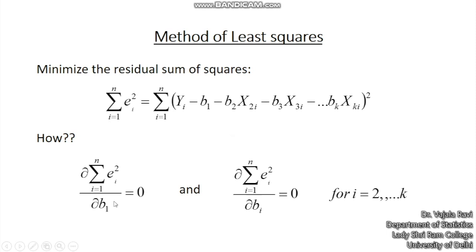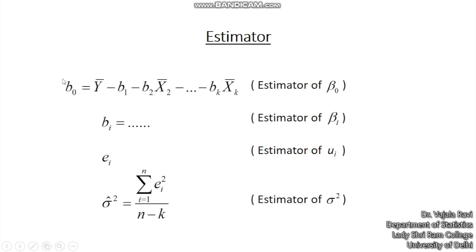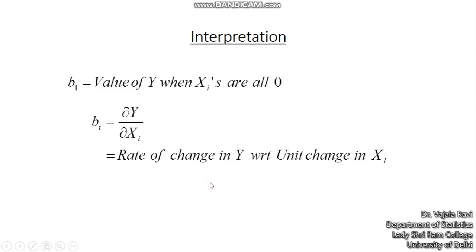We minimize the residual sum of squares with respect to the intercept and the slope coefficients, equating the derivatives to 0. So that's your estimator for the intercept. The bi is a complicated formula, so you can refer to any text if you wish to know this formula. ei again is an estimator of ui. Sigma cap square was earlier the residual sum of squares upon n minus 2, because there were only two parameters, beta naught and beta 1. Now since there are k parameters, it is n minus k.